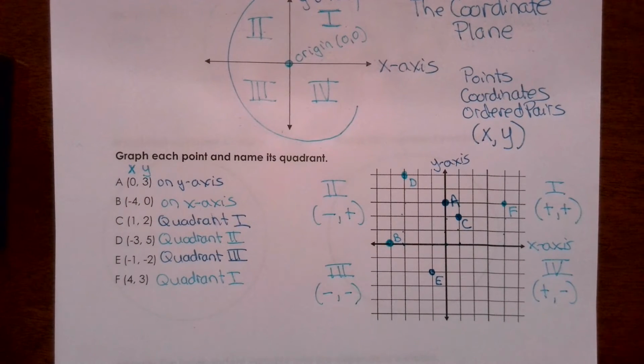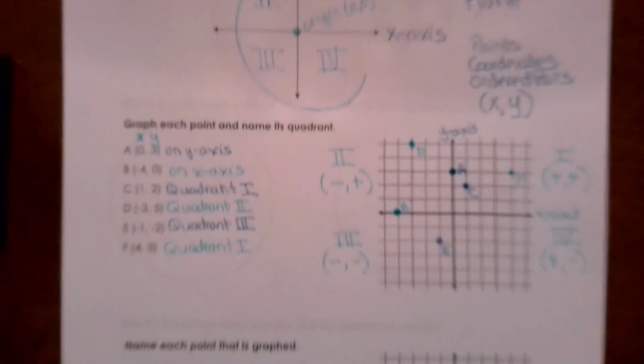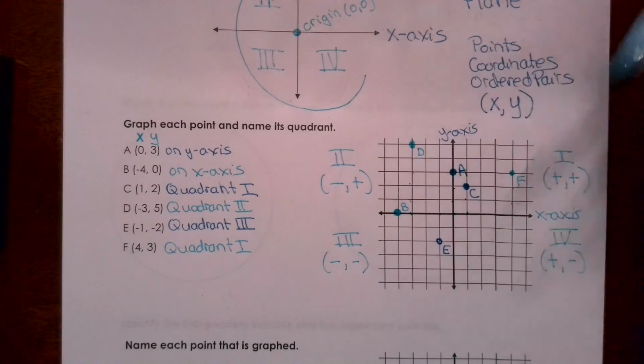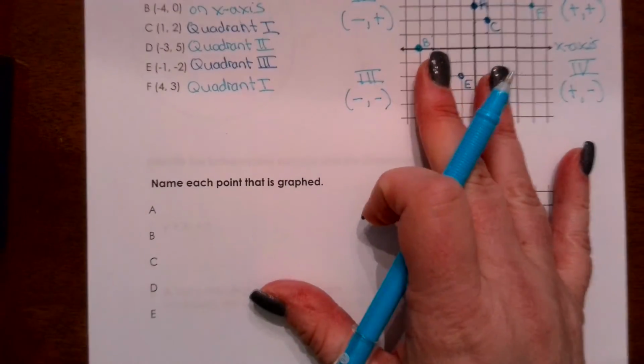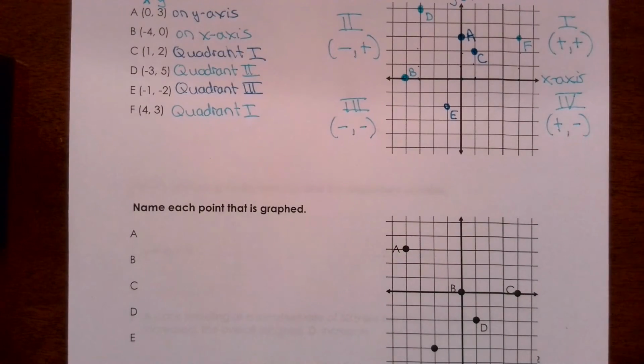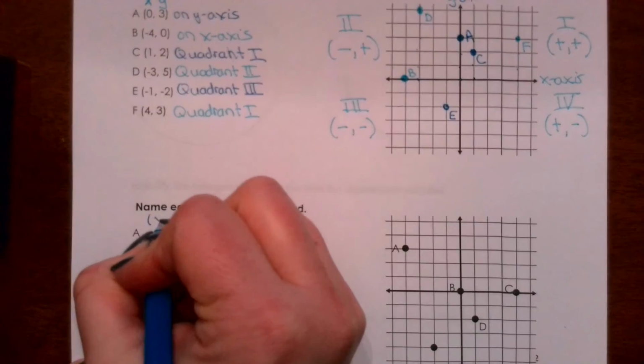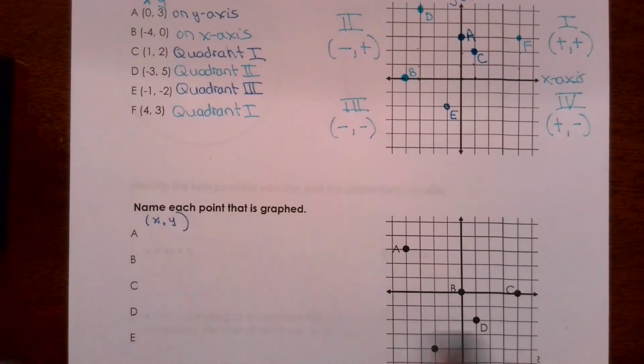So it's always nice to have a pattern so you can identify and get a feel for where things are. Now let's go down here and we're going to name the points that are graphed. So we can practice looking at a point and figuring out where it is. So I need to have an x and a y for each point. Let's look at point A.